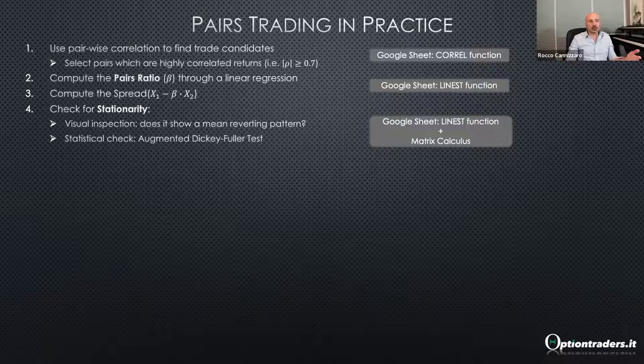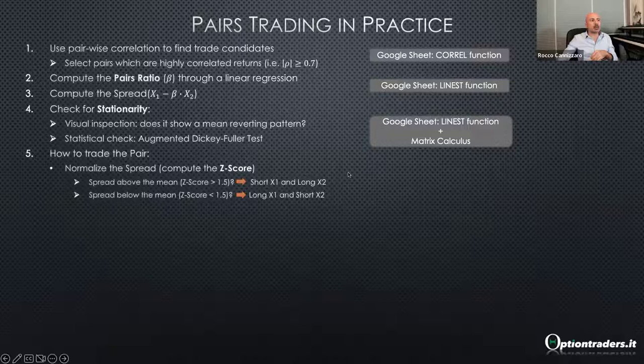Now, let's say that we have found that it is stationary. How do we actually go about trading the pair? Well, first thing is we want to have a reference. Like I said before, when the spread is too high, we want to short the spread. When the spread is too low, we want to go long the spread. Okay, but what does too high or too low mean? Essentially, we need some kind of standardized way of doing this.